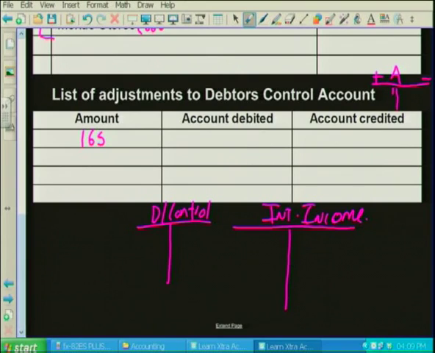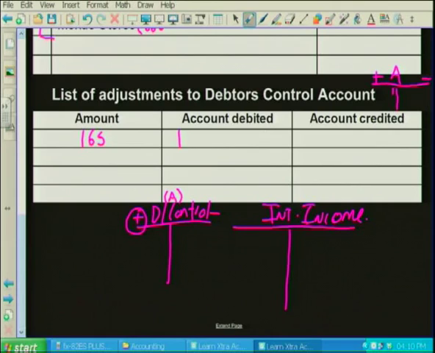Okay, let's start with debtors control account. We know this account is an asset. Our debtor is going to owe us more money, so this account has to increase, and it increases on the debit side. So account debit has to be debtors control.